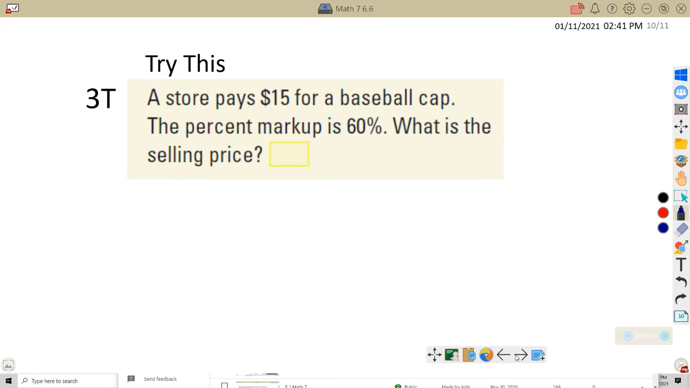Okay, so try this one. This is 3T. Come up with your answer for this, and you're going to put this in at the end of the pod.